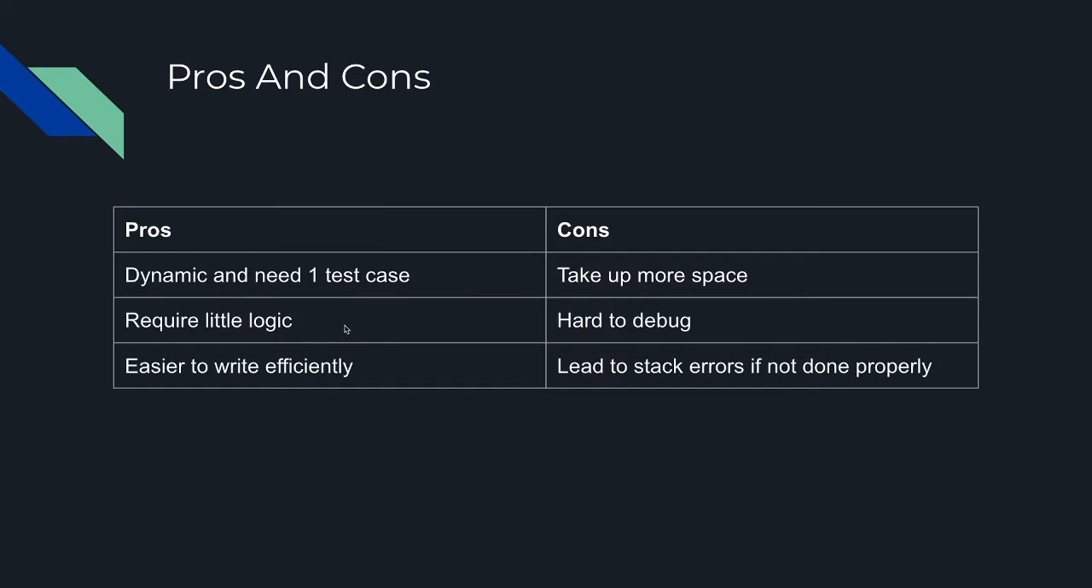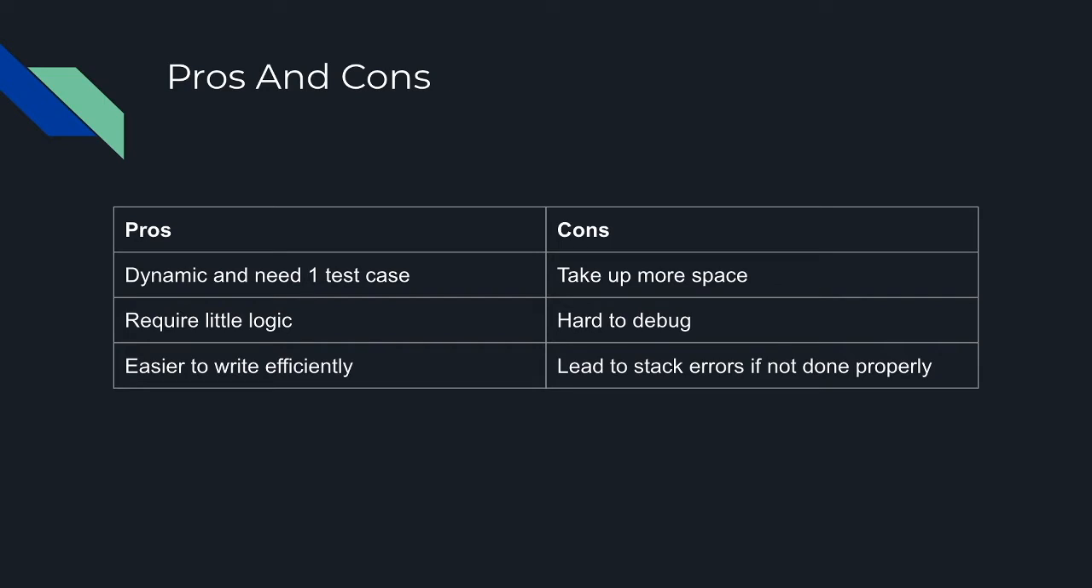The best part about recursion is that you really only need one test case, because you take that test case and put it into the function, and that function will keep on running again and again, modifying it by itself. Because it only needs one test case, it will require little logic. And because you only need to write little logic, you can simply focus more on that small amount of code and write it efficiently in O(log n) or O(n) notation.